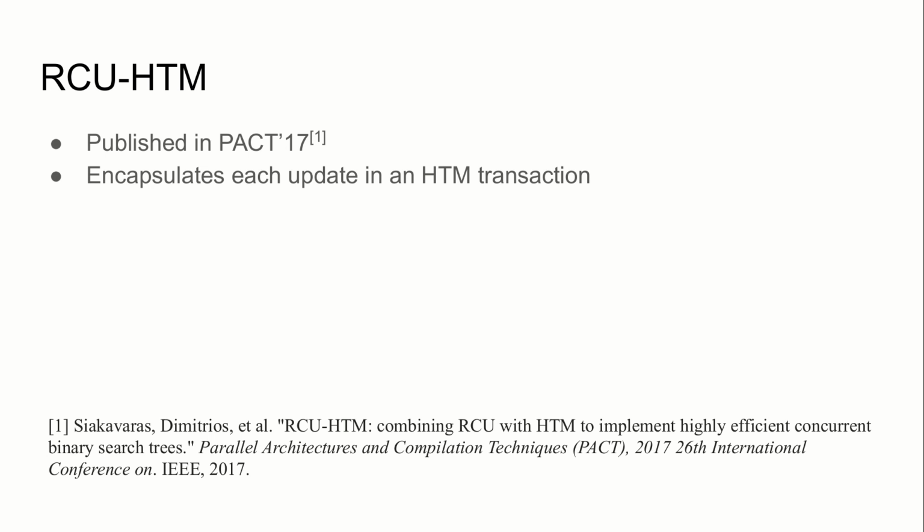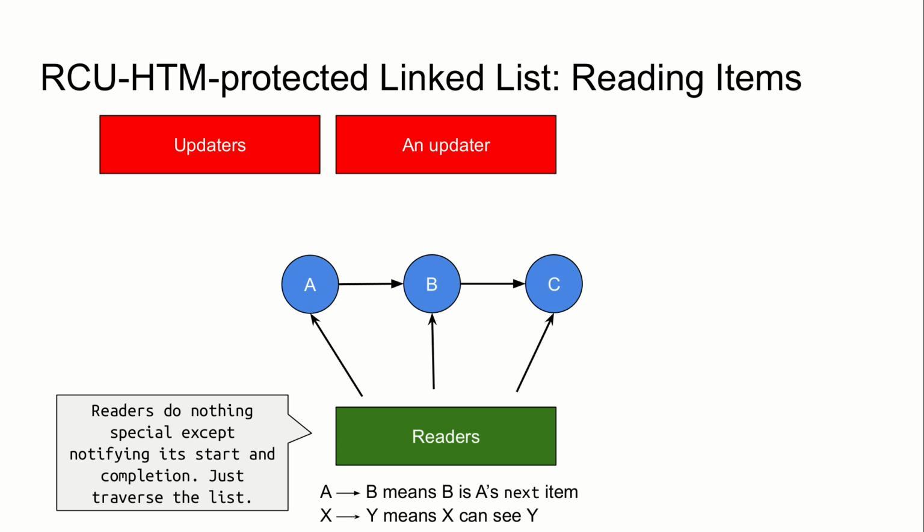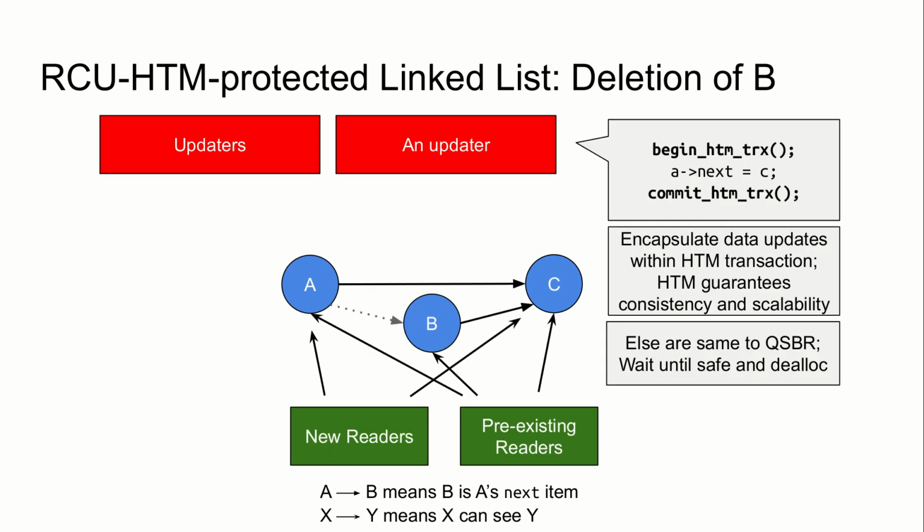After this, in PACT '17, RCU-HTM was published. It encapsulated each update in an HTM transaction. Let's show how it works using an RCU-HTM protected linked list here. The readers do nothing special except notifying their start and completion, just the same as in RCU. In the case of the update, RCU-HTM protects the update with an HTM transaction. In other words, the RCU updaters should encapsulate the data update within HTM transactions so that the HTM can guarantee consistency and scalability by itself. Then, the removed item is assigned to QSBR, which waits until it is safe to deallocate.